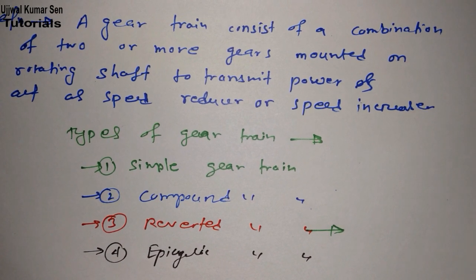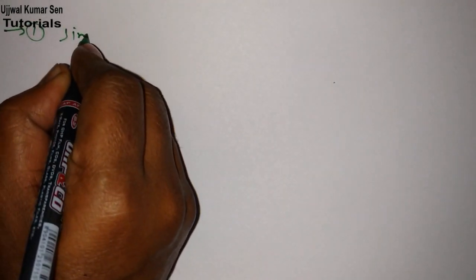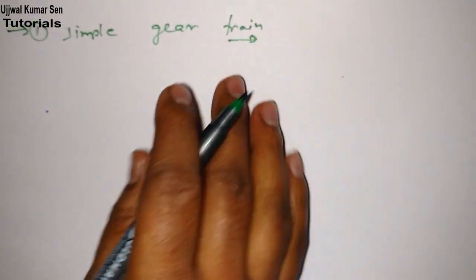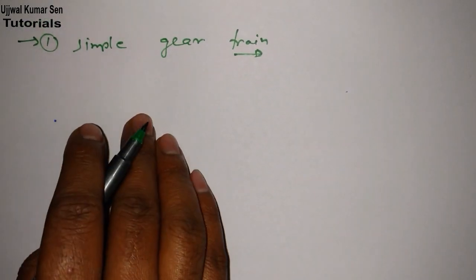We'll start with the simple gear train. What is a simple gear train basically? Let me share in simple language. In the case of a simple gear train, there would be only one gear on the same shaft. A single gear on a single shaft is known as a simple gear train.